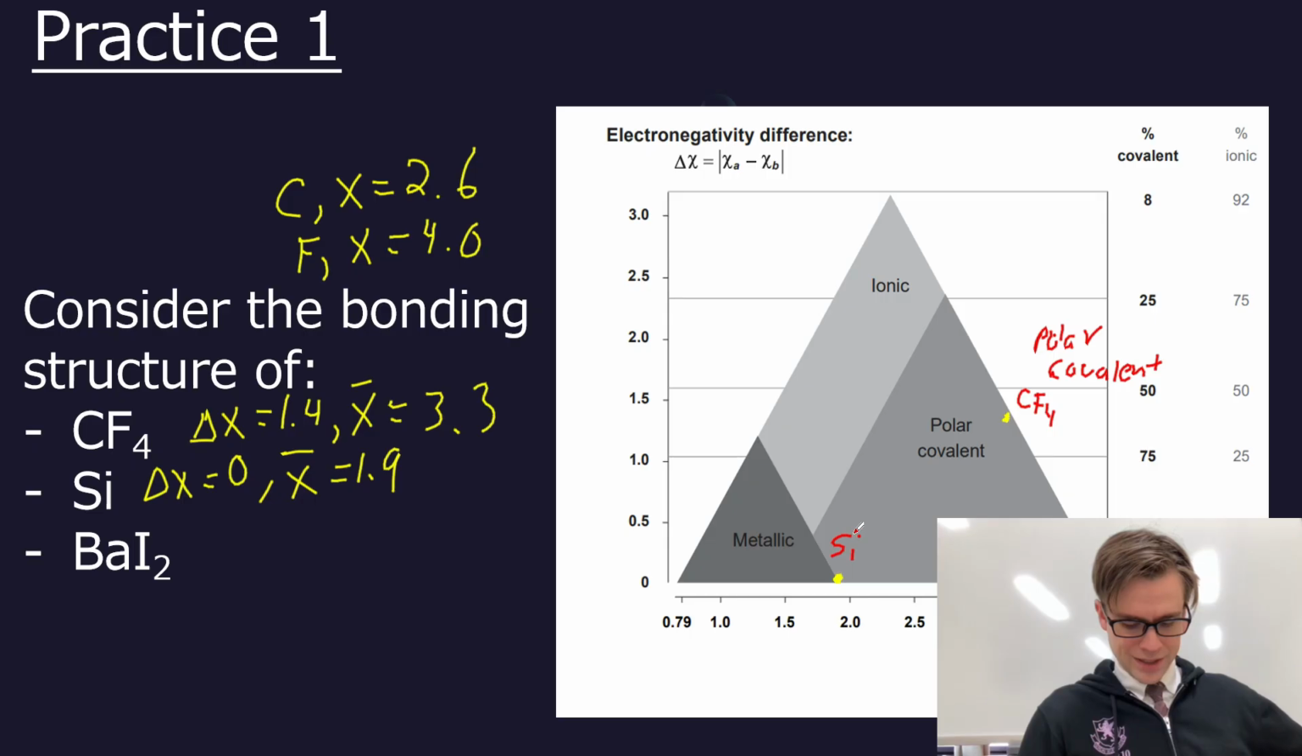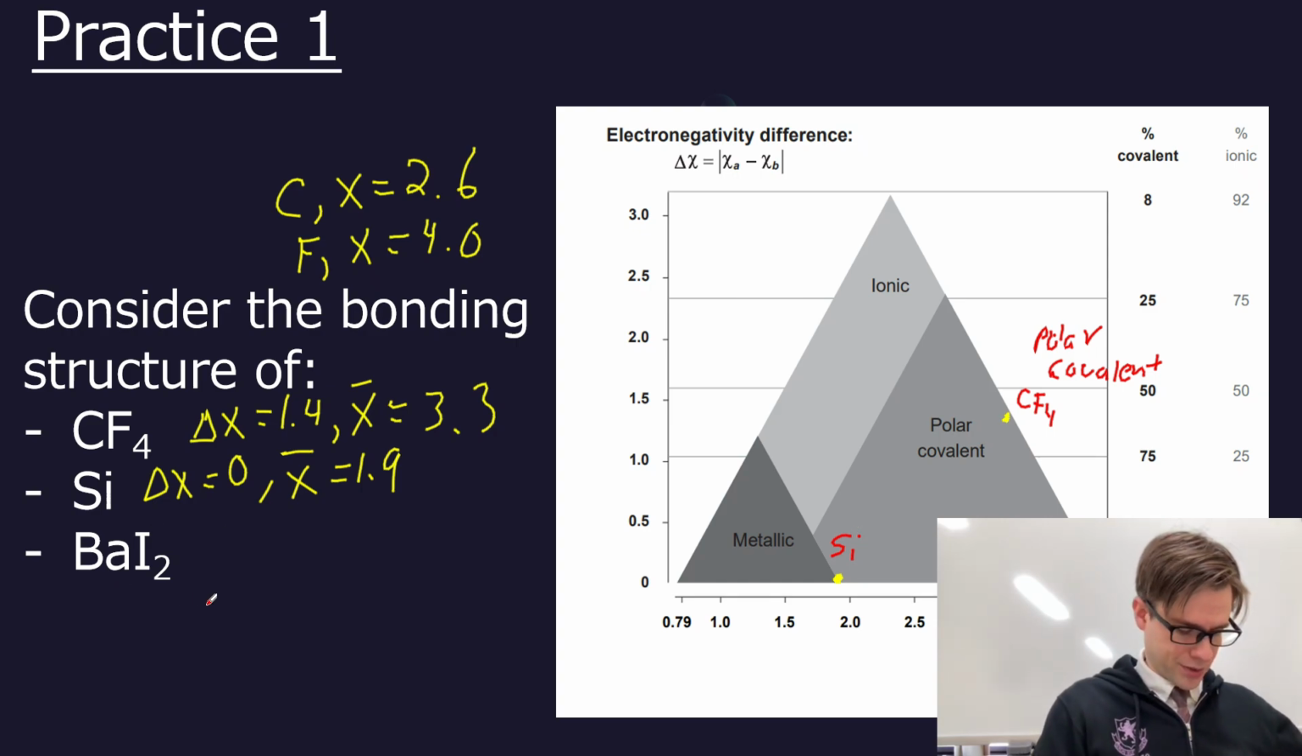So that is metallic, but it does have significant covalent character. It's on the right edge of this metallic triangle label. So you got to be kind of a little bit careful and vague about your wording here. It's metallic with some covalent character.